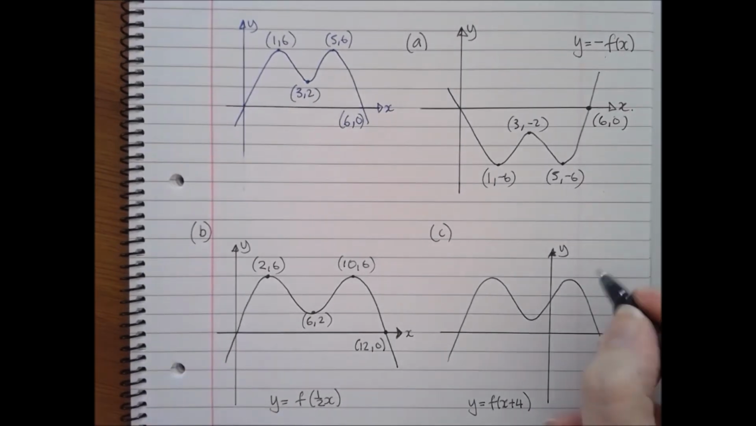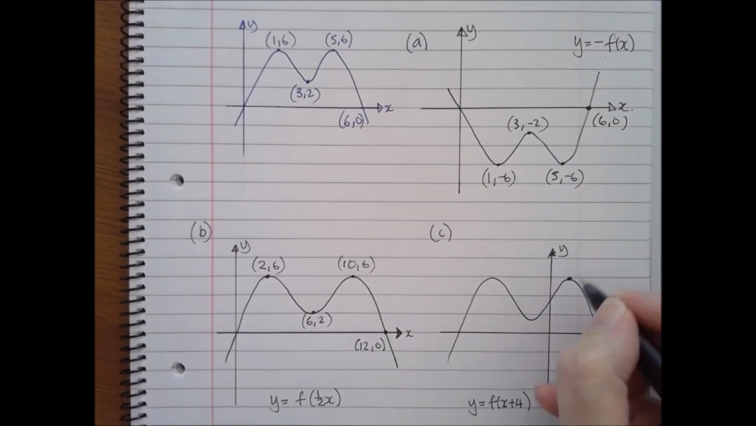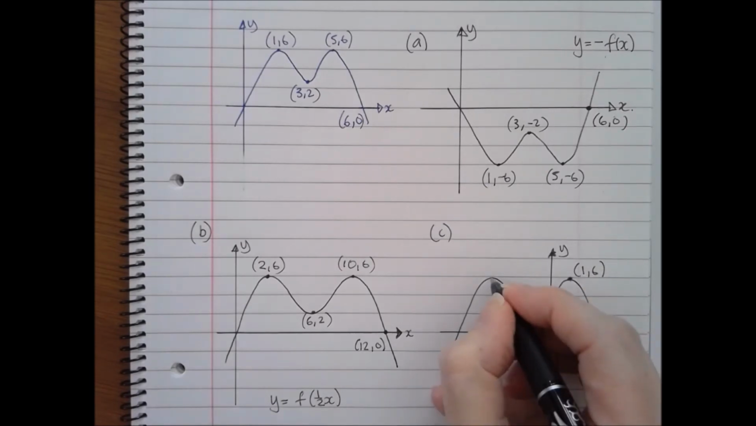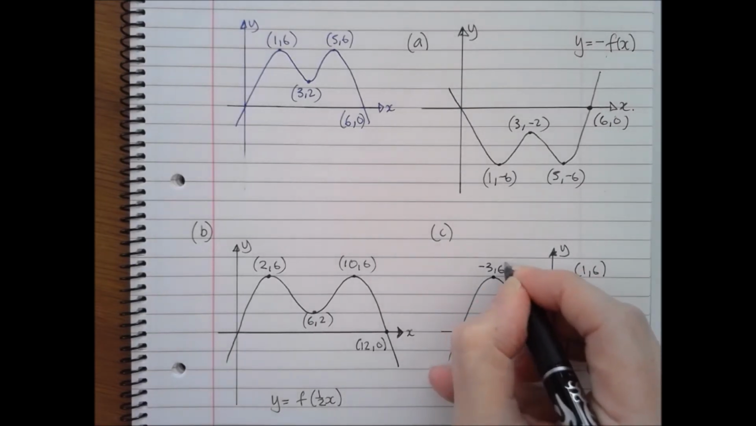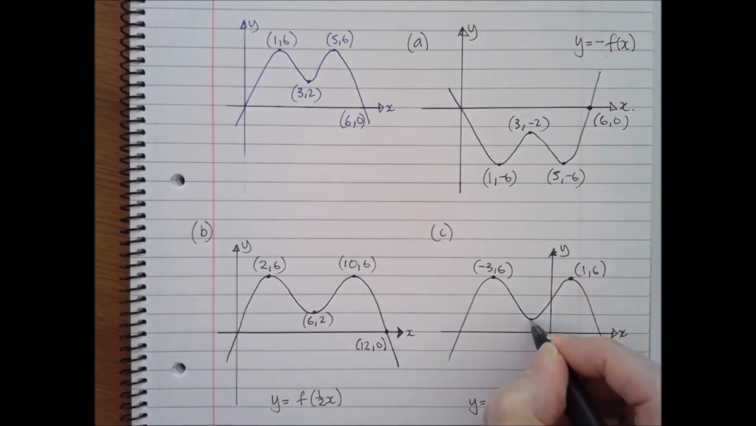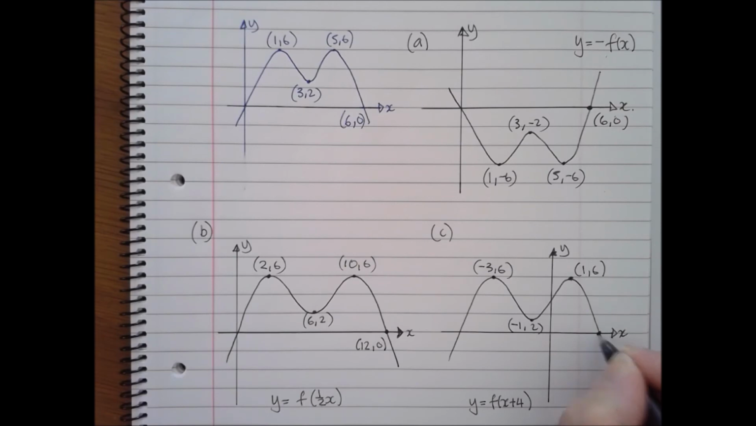So we're looking at this sort of shape, and then it's a case of putting the coordinates on. So this was 5, 6, so it's now 1, 6. This point here was at 1, 6, it's now minus 3, 6. This point was at 3, 2, it's now at minus 1, 2. This point here was at 6, 0, so it's shifted along 4, so it's now at 2, 0.